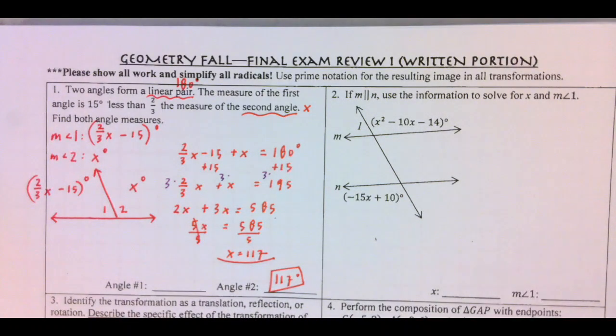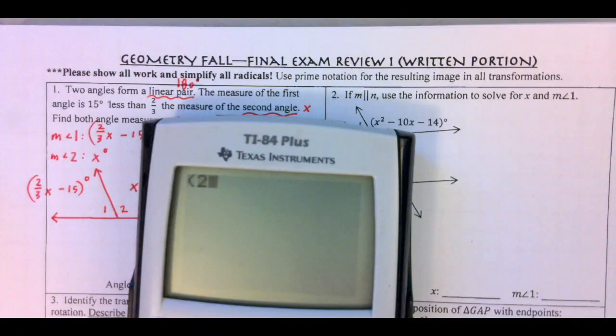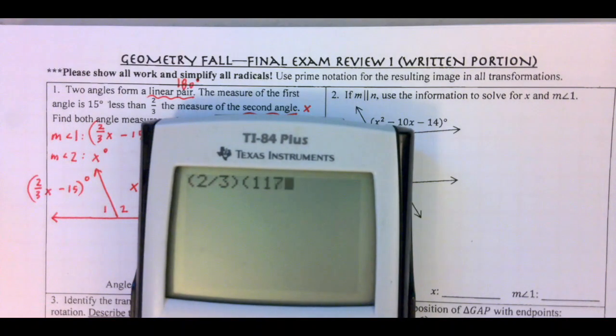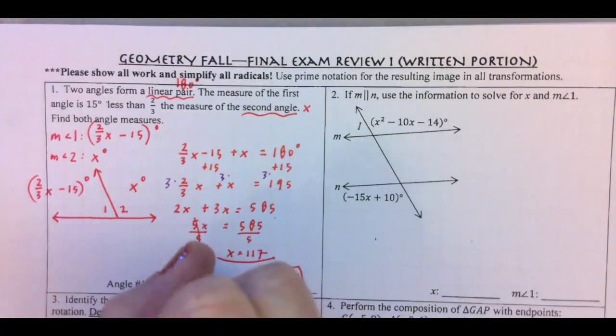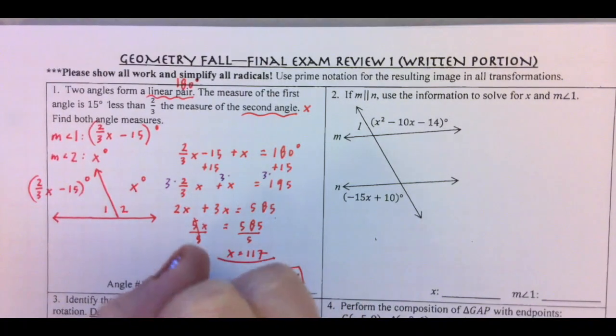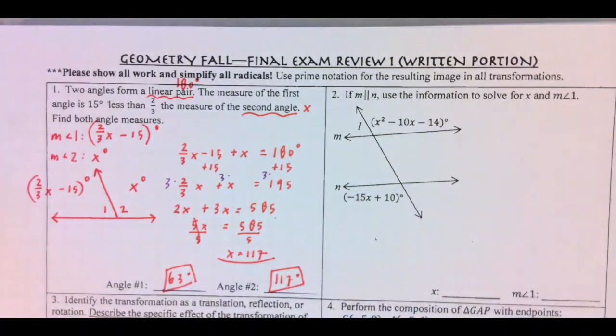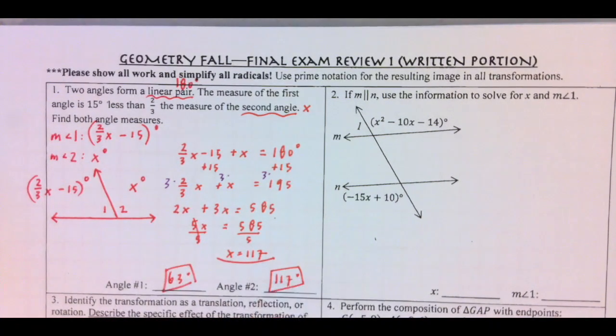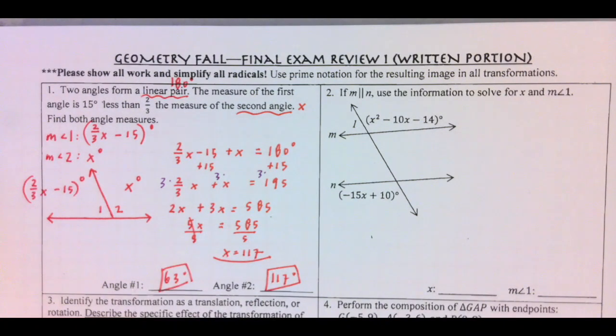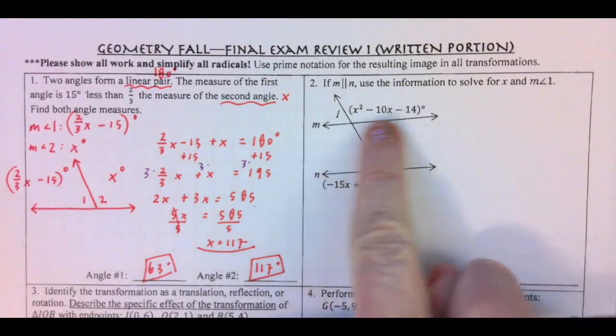Okay, and then if I'm looking at, well, what is 2/3 of 117? And then take away 15, right? I get 63. And that makes sense because together, those two angle measures need to add back and get me equal to 180 degrees. And these two are absolutely supplements. They do get me back to 180 degrees. So we're good.